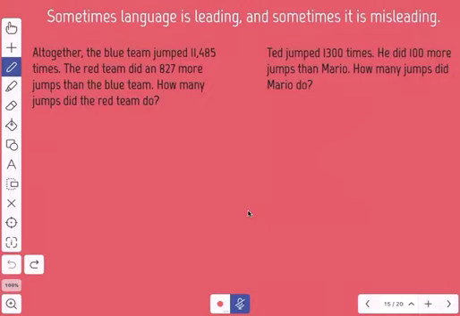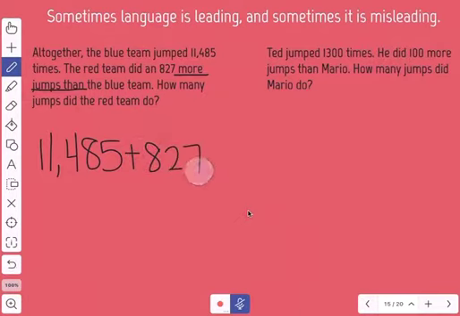So if I have the first problem, altogether the blue team jumped 11,485 times. The red team did, how about jumped, 827 more times than the blue team. How many jumps did the red team do? That's called leading information because it uses the words more jumps than, and it leads you to know that to solve this problem, you're going to do 11,485 plus 827 to get your answer. And so it led you to this.